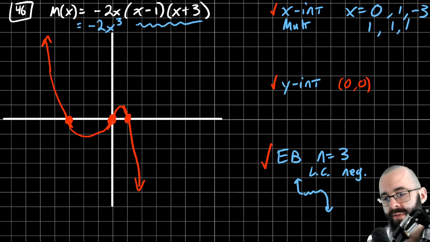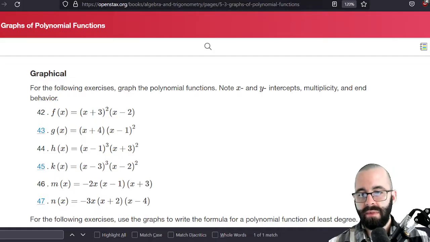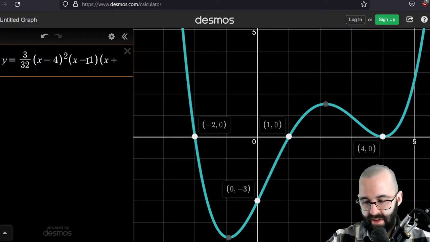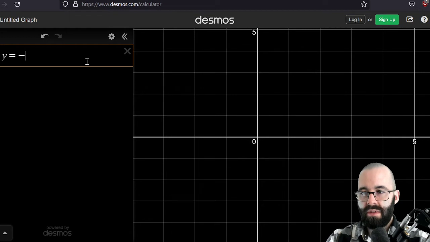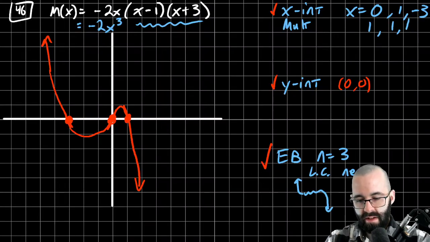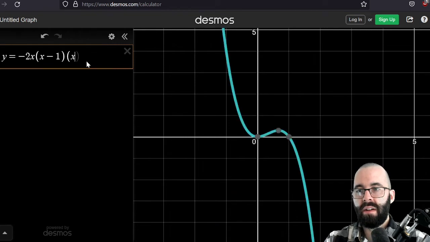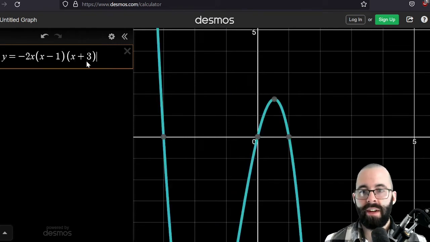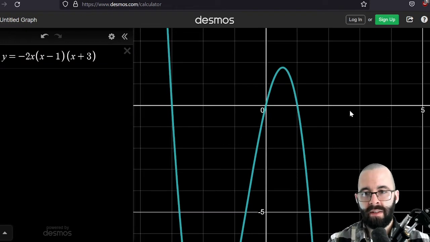Check your answer. On Desmos, you should get something that looks kind of similar to this. Let's check. So this is the function: y equals negative 2x times x minus 1 times x plus 3. It goes down further than we thought. Other than that, it matches right up.